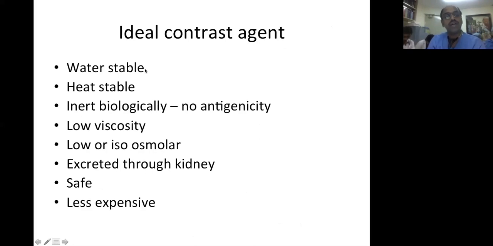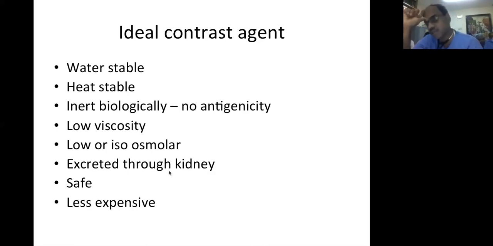Water soluble, heat stable, so that at varying degrees of temperature in the cath lab, which are often working at 20 or 21 degrees, there should not be any change in the characteristics of the contrast between the body temperature of 37 and the cath lab temperature of 20 or 21. It should be biologically inert without any antigenicity, low viscosity, low or isoosmolar. Isoosmolar contrast is Visipaque or Iodixanol and all. Excreted through the kidney completely. It should not have any vicarious excretion.